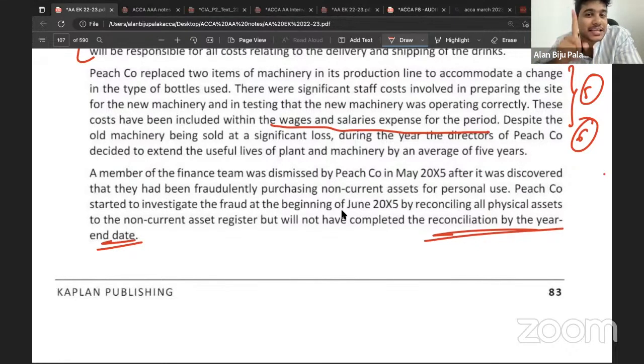We are not suggesting the recommendation. We are suggesting only the response that has to be taken by the auditor. Reconciliation, asset existing.